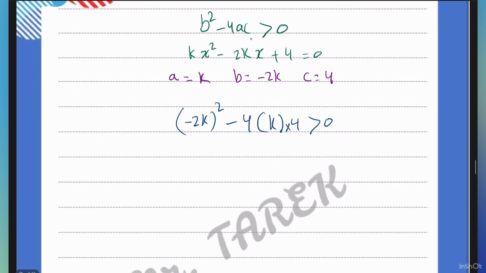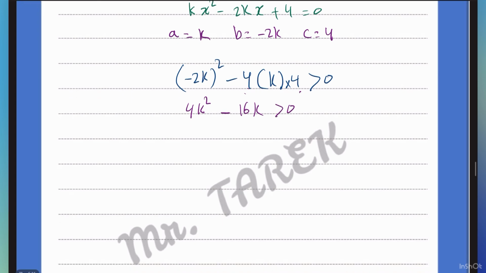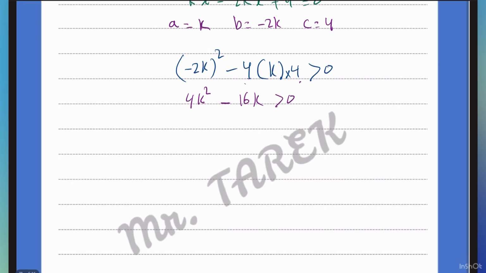Before you solve the inequality, you need to simplify this more. Negative 2k squared means negative 2k times negative 2k, which is 4k squared. No need to write negative, because negative times negative equals positive. Here, negative times positive, so keep negative. 4 times 4 is 16k, larger than 0. Now you have to ask yourself, what is the type of this inequality? You find the highest power here is 2, which means it is a quadratic inequality.